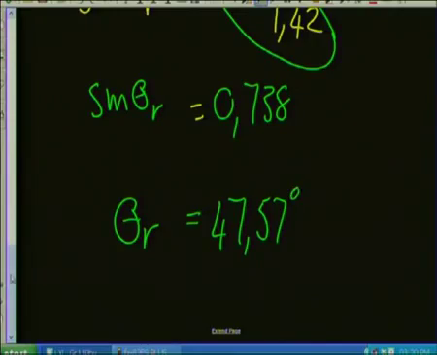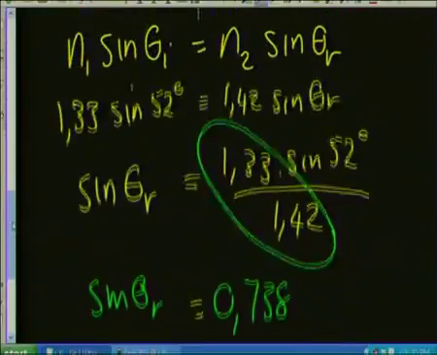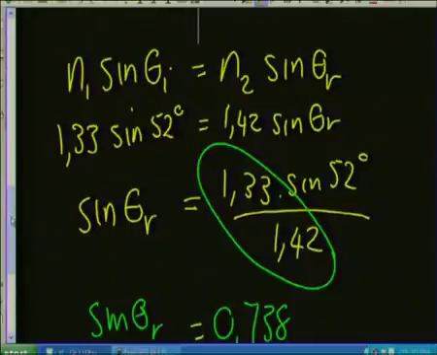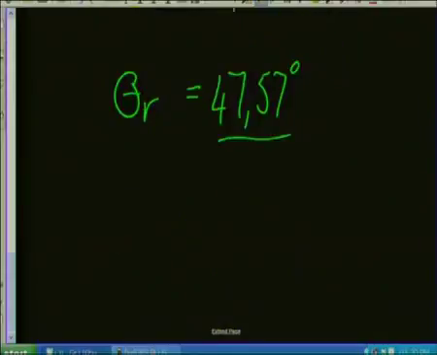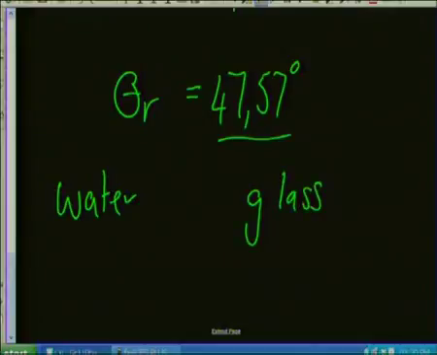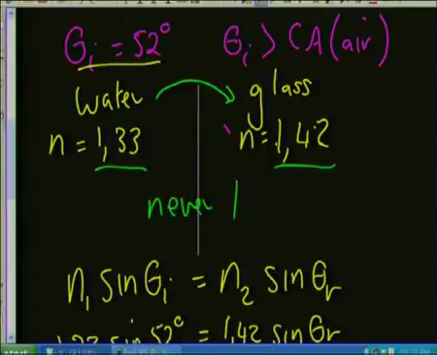Now, guys, remember what we said here. The angle of incidence was 52. The angle of refraction we've worked out as 47. But remember what we're doing. We're working from water to glass. Is this surprising? Well, you should have recognized that because we're going from water to glass, we're going from a low optical density to a high optical density. You're never going to get total internal reflection.